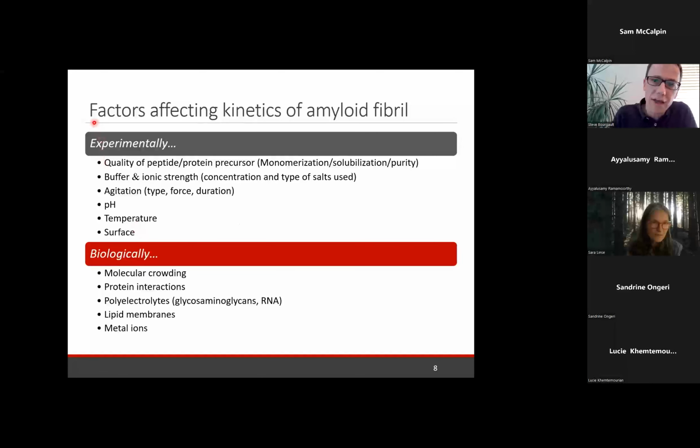Of course, like Sara said, there are many factors that affect the kinetics of amyloid formation. Experimentally, the quality of the peptide or protein precursor is important; it's important to start with a nice monomer. The sterilization and the purity are critical, but there are many other aspects that need to be taken care of: the buffer, the ionic strength, agitation, pH, temperature, the surface, the volume, and the ratio between the volume and the surface. The air-water interface also matters, and of course biologically it's even more complex.